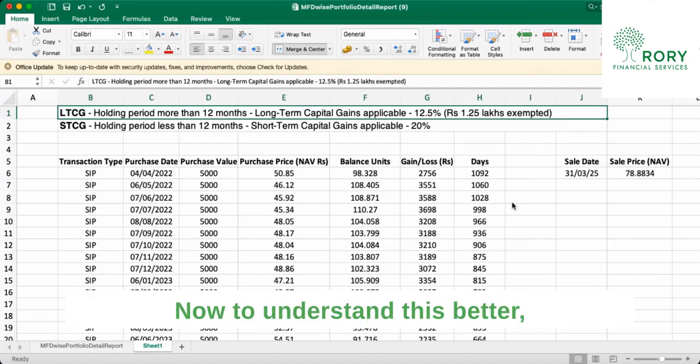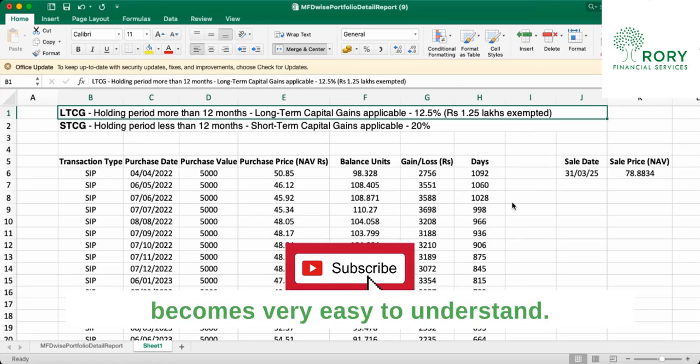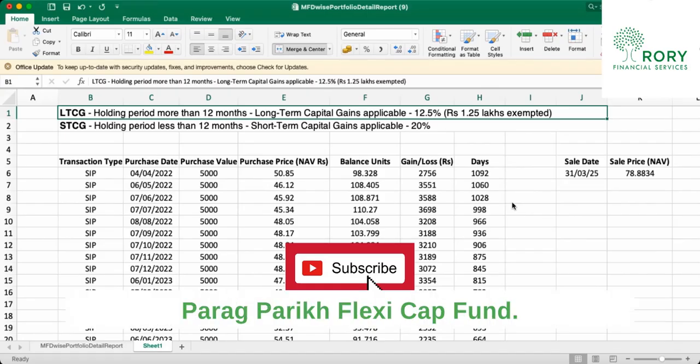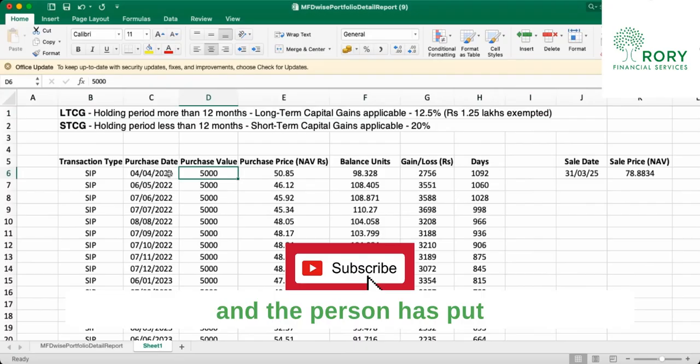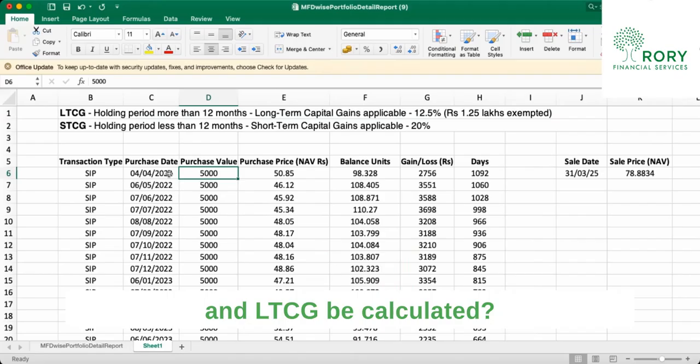Now, to understand this better, I've taken the SIP mode of investment, that is, where the person is doing a monthly investment of rupees 5,000 per month. Once we understand this mode, then the lump sum mode, that is where you make a one time purchase, becomes very easy to understand. So this is actual data of the Parag Parikh Flexi Cap Fund. So assuming that a person has invested from April 2022 and the person has put 5,000 rupees every month, how would the short term and long term capital gains be calculated?